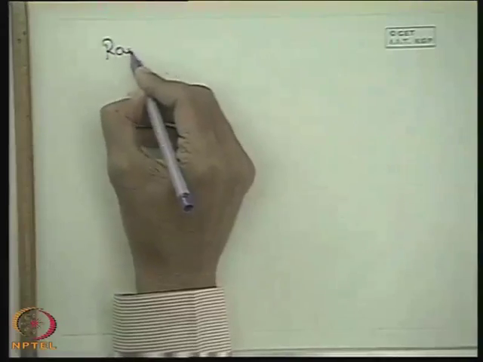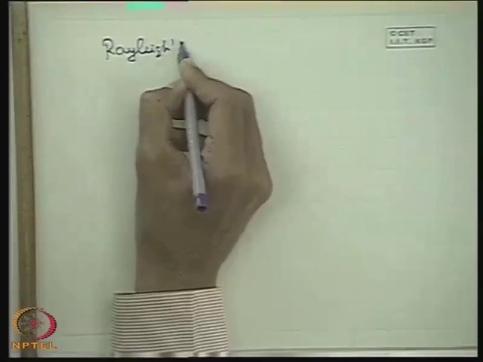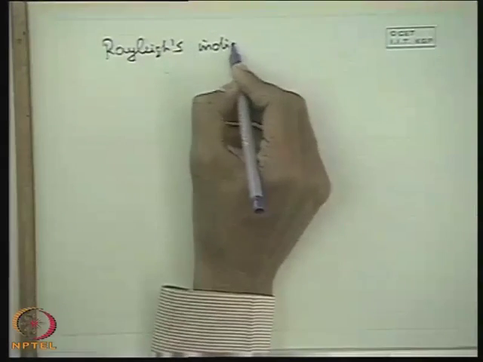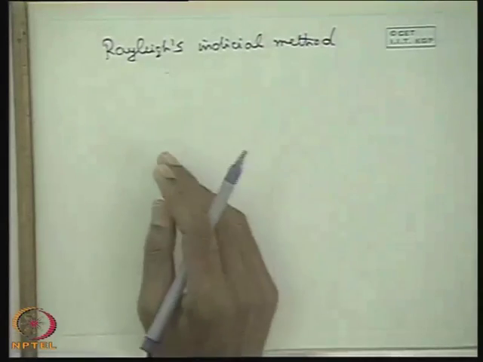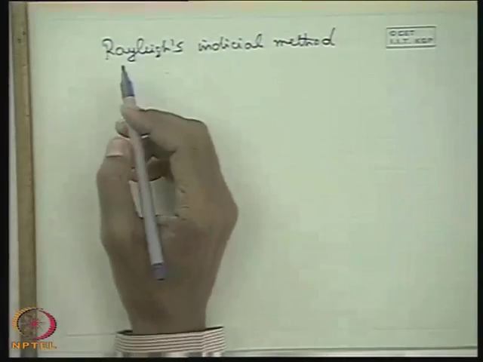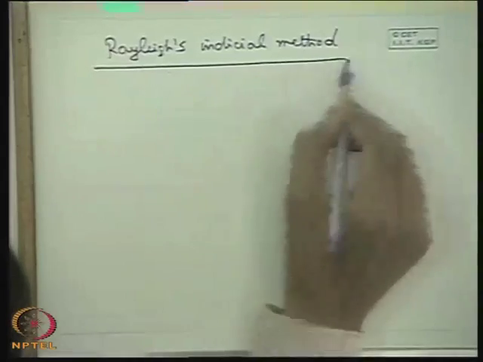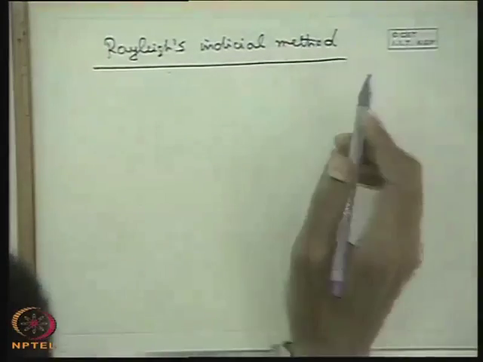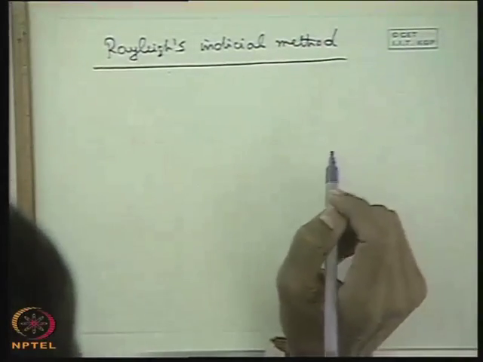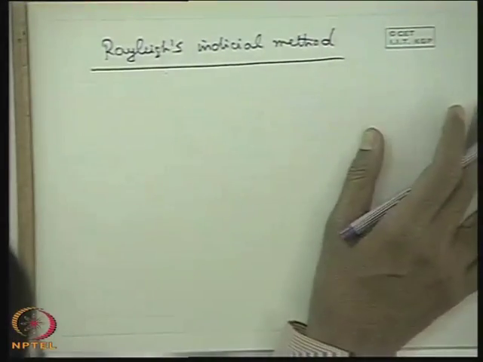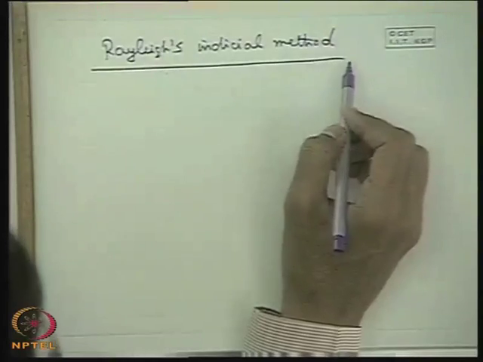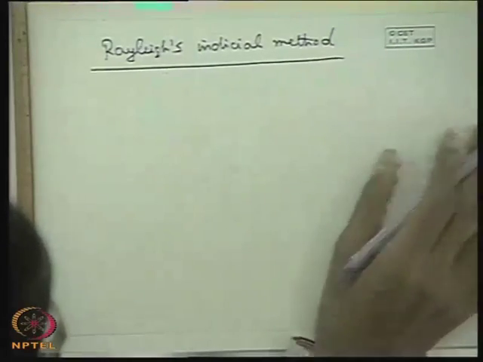Now I will tell you what Rayleigh's indicial method is. There is another method, known as Rayleigh's indicial method, for determining the pi terms in dimensional analysis. That means determining the pertinent pi terms for a problem. Just like Buckingham's Pi-Theorem, I will describe Rayleigh's indicial method. This is also based on the dimensional homogeneity of the physical variables involved in a problem.